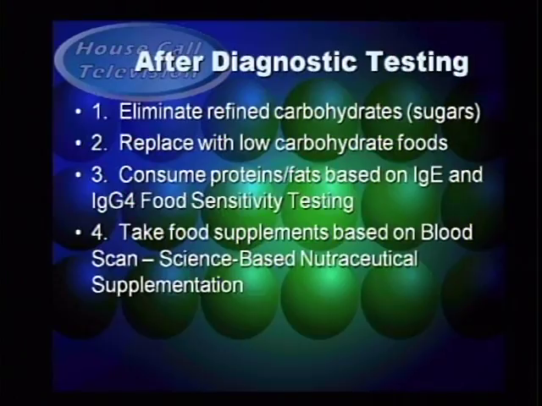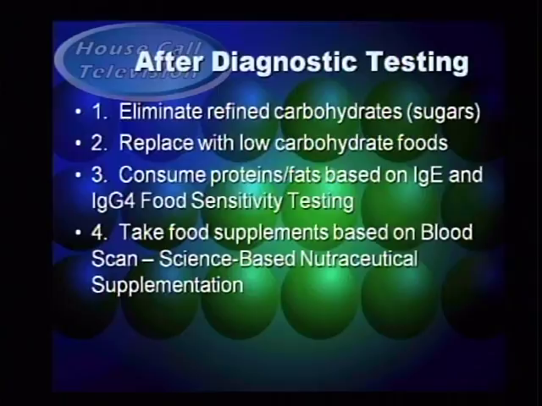After diagnostic testing, you want to eliminate refined carbohydrates, eliminate the sugars, basically, that are released into your bloodstream at much greater levels. Then you also want to replace those carbohydrates with low carbohydrate foods. They tend to fill you, but also they help regulate that blood sugar also. You want to consume proteins and fats based on an IgE and IgG4 food sensitivity testing.